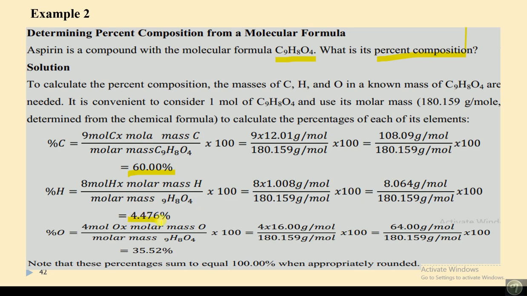4.47. And for oxygen, the atomic weight of oxygen is 16, so 4 times 16 divided by 180, times 100. So if you sum this plus this, necessarily it must sum up to 100 since it is percentage composition.